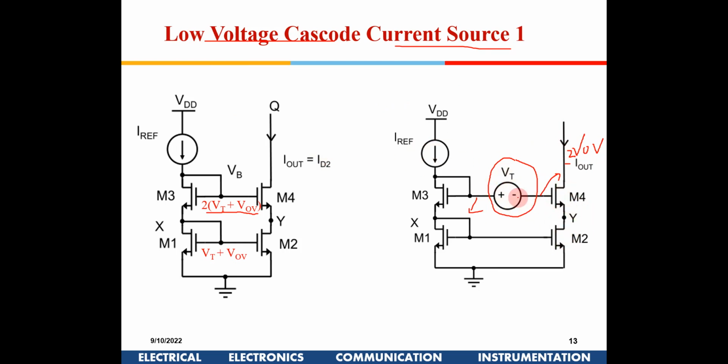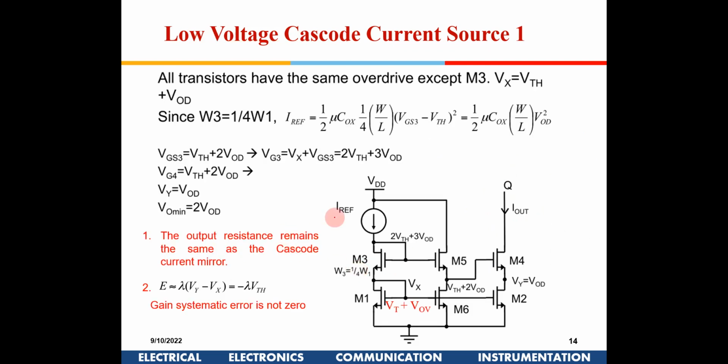So we are going to drop one more VT in between. How to drop that 1 VT? See, this is the circuit which will drop 1 VT. Now if you see here, what is happening? This is VT plus VOV, and this ratio W by 3 is 1/4 of W by L. So what will be the overdrive voltage required here? It will be VOV or more than VOV.